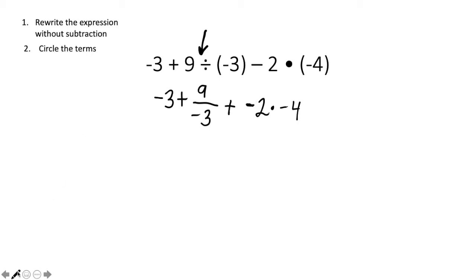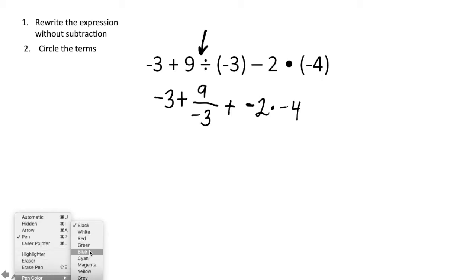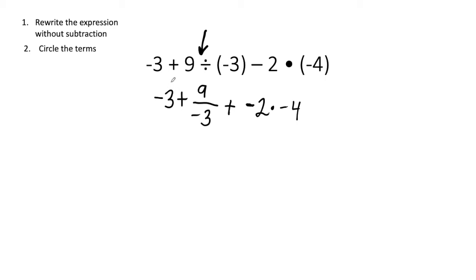So we're going to start at the beginning of our expression. Here we go. So I've got negative 3. That is one term separated from the rest of the expression by the plus sign. Right after the plus sign, I've got 9 divided by negative 3. That is my second term. There's my first term. There's the plus sign. There's my second term. All right, right after that plus sign, I've got my third term, negative 2 times negative 4.